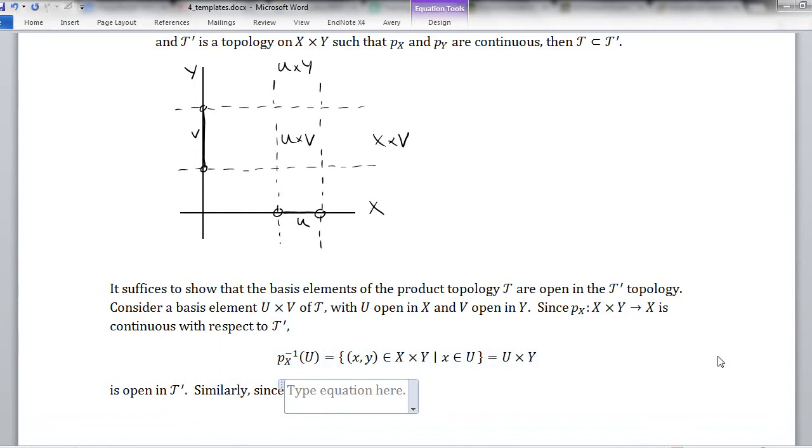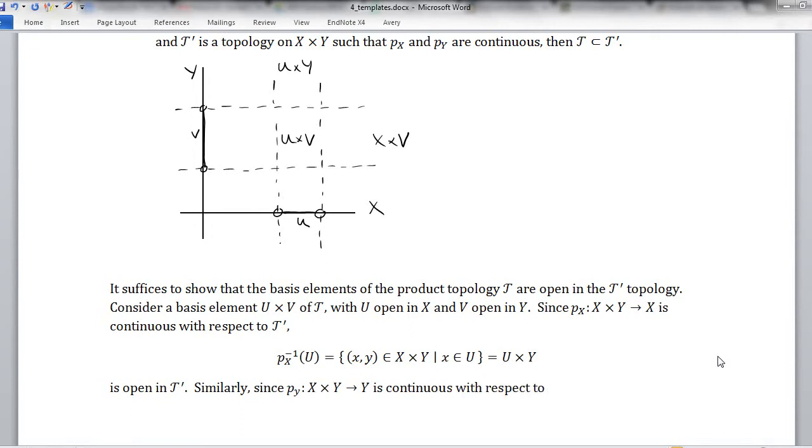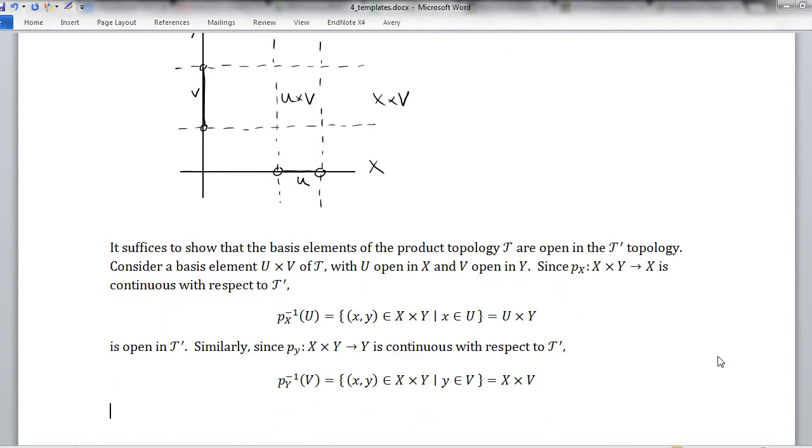All right, now same thing for p sub Y, right? Since p sub Y, which goes from X times Y to Y, is continuous with respect to the topology T prime, I have, well, what's its preimage? p sub Y inverse of V, which by definition is the set of all (x, y) in X times Y such that y is in V, and that's just X times V. Right, that preimage must also be open in the topology T prime.